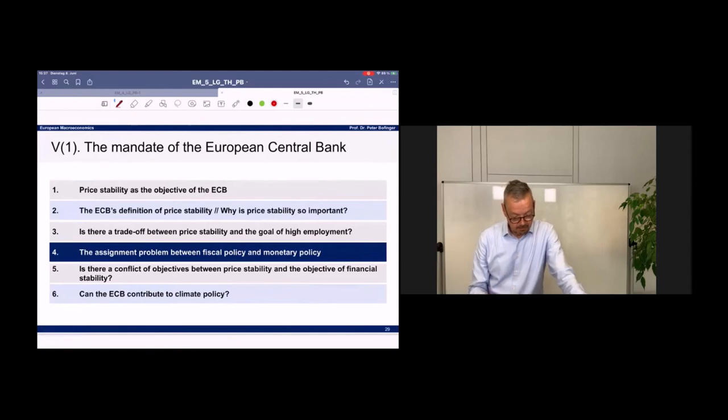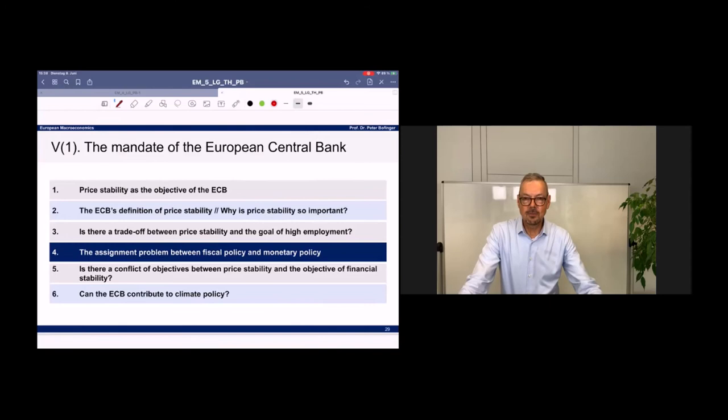Okay, so we have discussed the trade-off, and then I would like to discuss something which so far has not received a lot of attention in the academic debate, also in the policy debate. That's the role of fiscal policy in dealing with inflation and the responsibility of fiscal policy for inflation. So in the philosophy of the ECB, it's the ECB that is responsible for inflation, and it's the governments, the fiscal policy, that is responsible for the short-term stabilization of output.